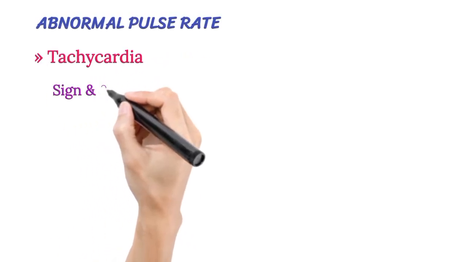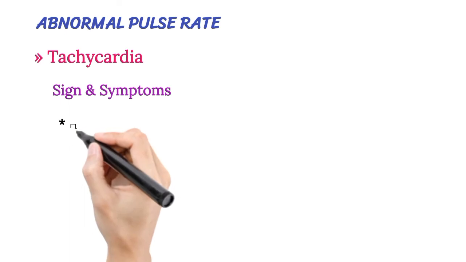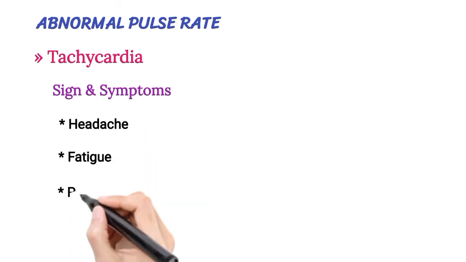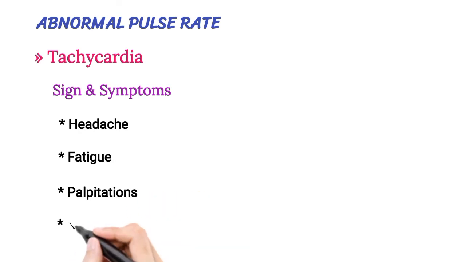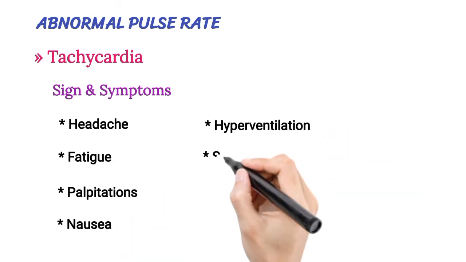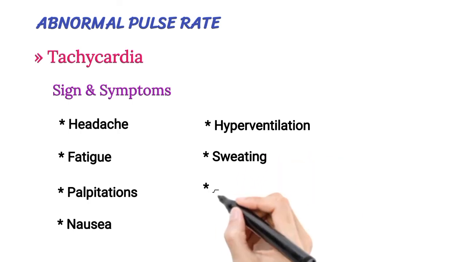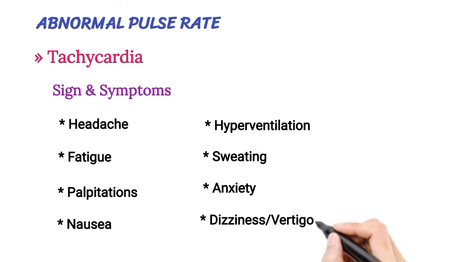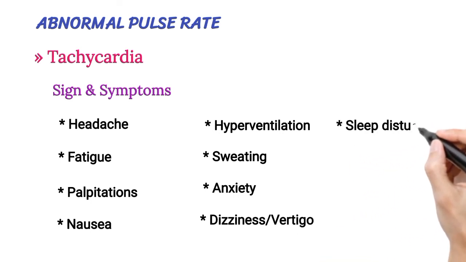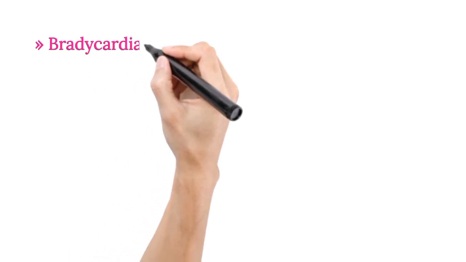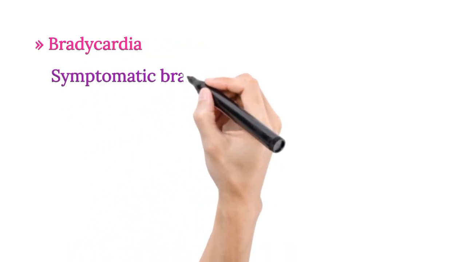Tachycardia. Signs and symptoms: headache, fatigue, palpitations, nausea, hyperventilation, sweating, anxiety, dizziness, vertigo, sleep disturbance. Bradycardia. Symptomatic bradycardia.